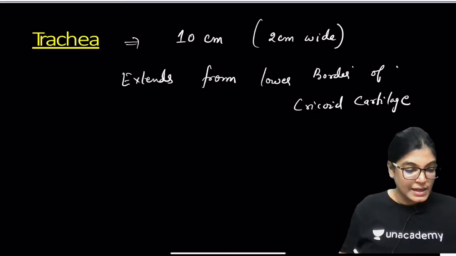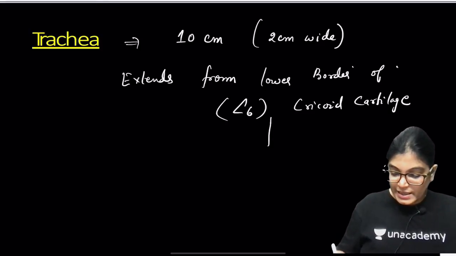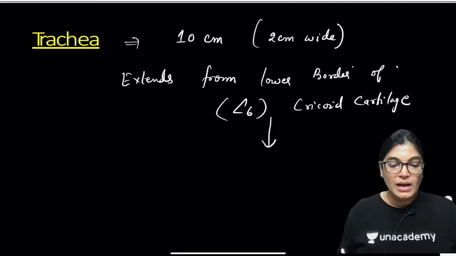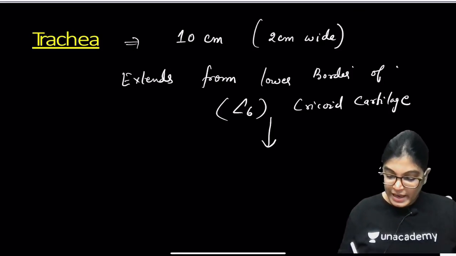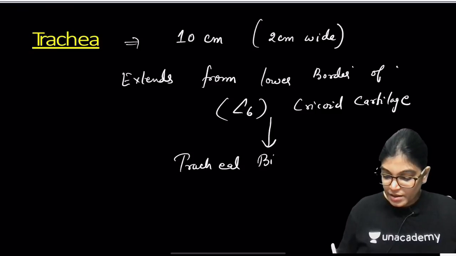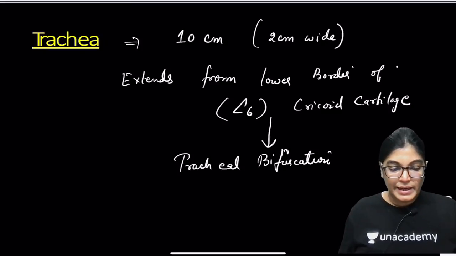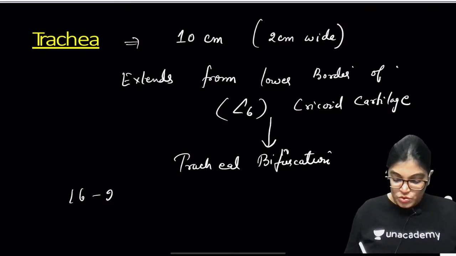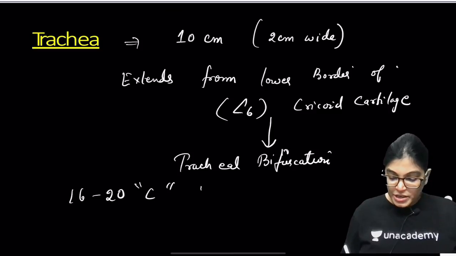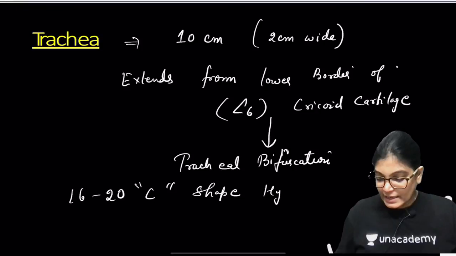Does anyone remember the level of the cricoid cartilage? C6 cervical vertebra. So it extends from the C6 cervical vertebra till the level of tracheal bifurcation. It has 16 to 20 C-shaped hyaline cartilages.